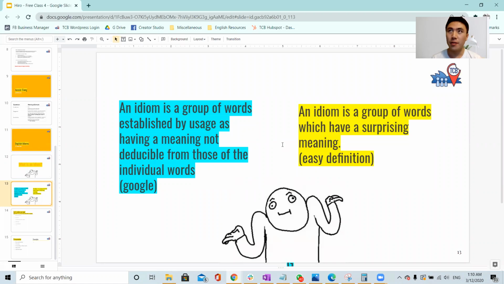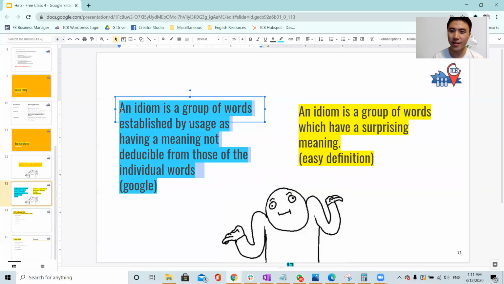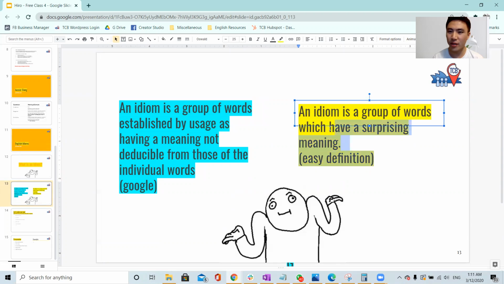So an idiom is a phrase made up of words that would not really make sense if it was just said to you. Reading this out, an idiom is a group of words established by usage as having a meaning not deducible from those of the individual words. That's Google's definition. The easier definition is an idiom is a group of words which have a surprising meaning. You would not expect it to have that meaning.